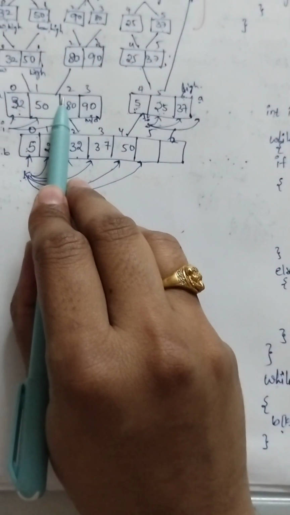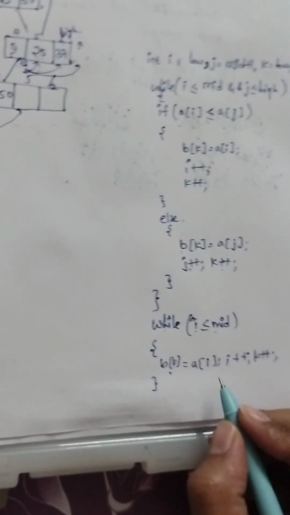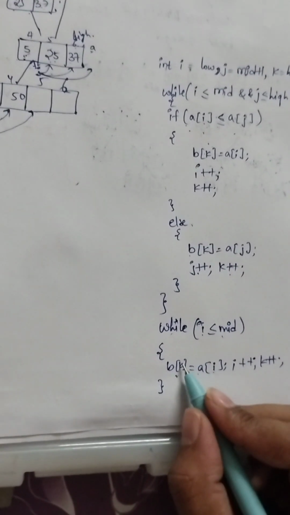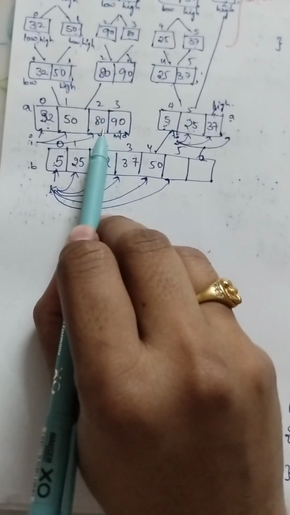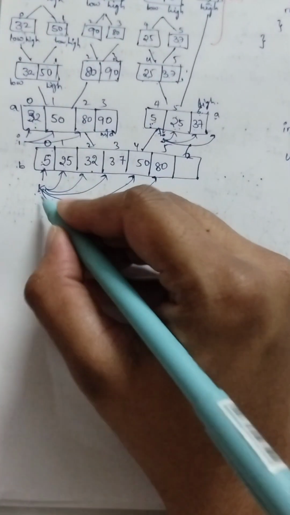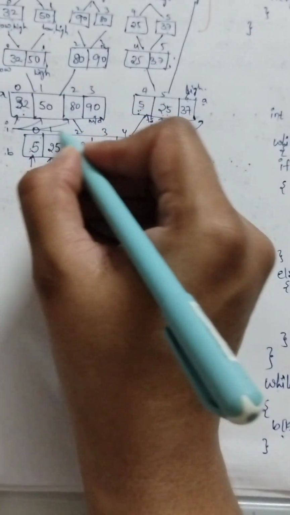So again, i is now pointing to index 2. 2 is still less than or equal to mid, true. So going inside, a of 2 value is going to be copied into b of k, right? What is the a of 2 value? 80. 80 is going to be copied into b of k, and incrementing the k value and incrementing the i value.